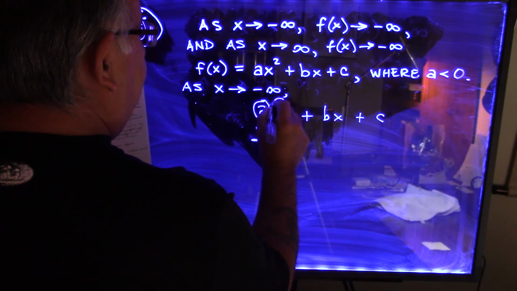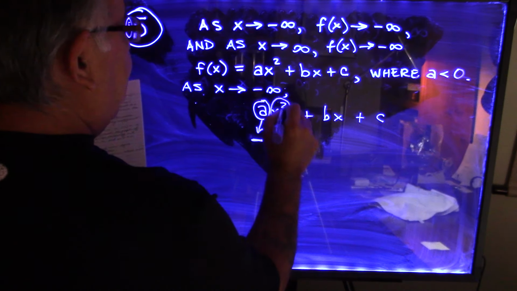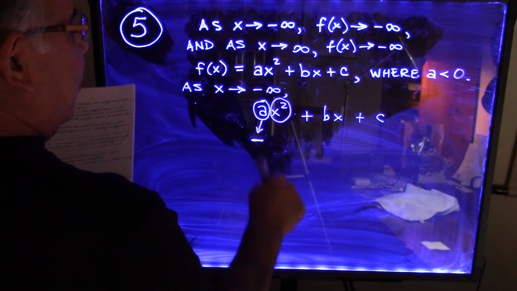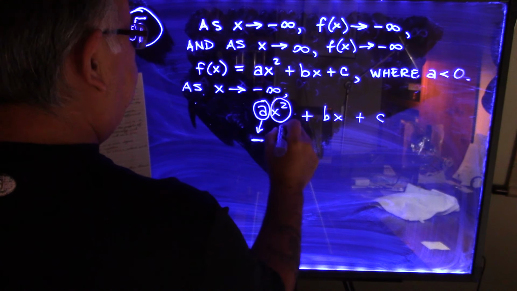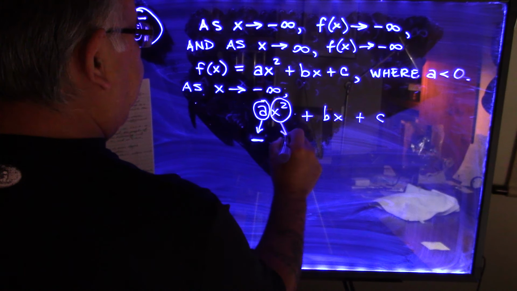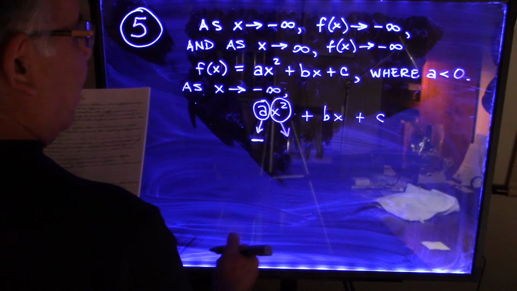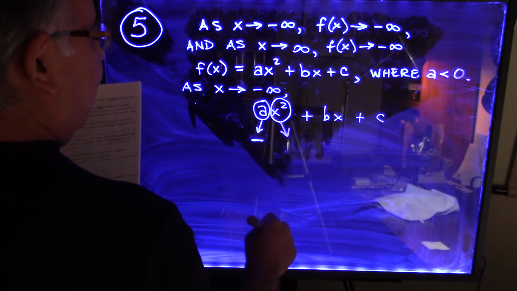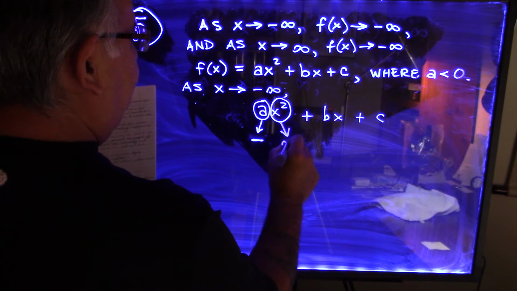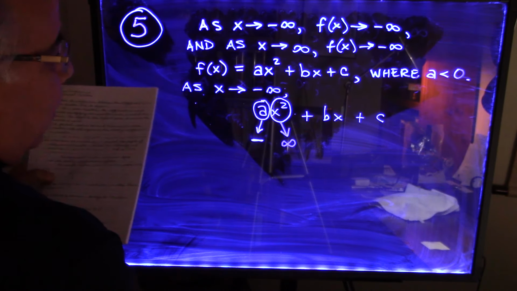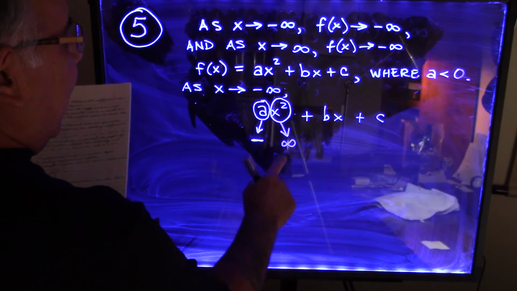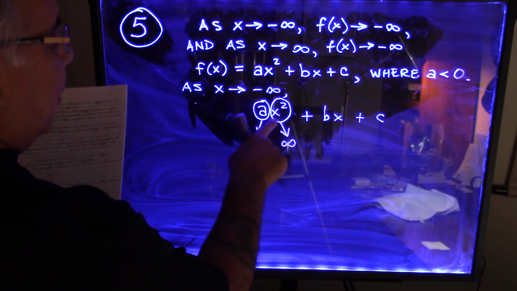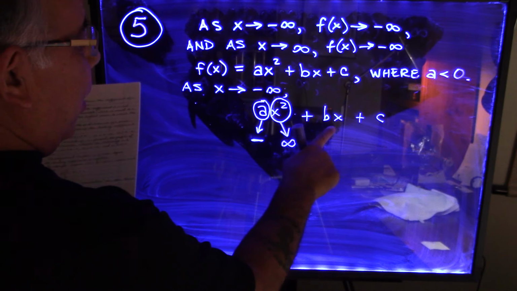X squared, no matter what x is, x could be positive or negative, but when you square it, it's going to always be positive. And it's going to get bigger and bigger as x gets further and further to the left on the number line, going to negative infinity, for example. So it's going to positive infinity. So negative times positive is negative, and this leading term, ax squared, will overwhelm these two terms.